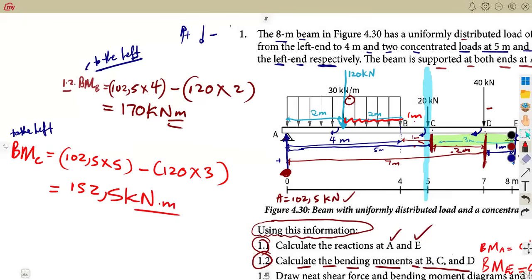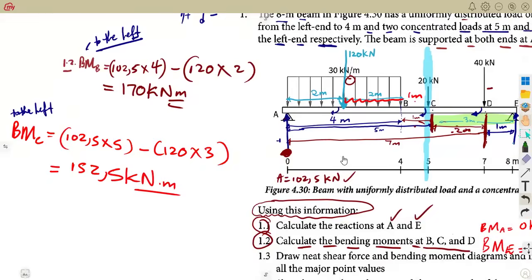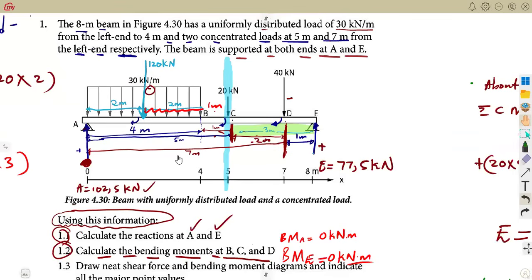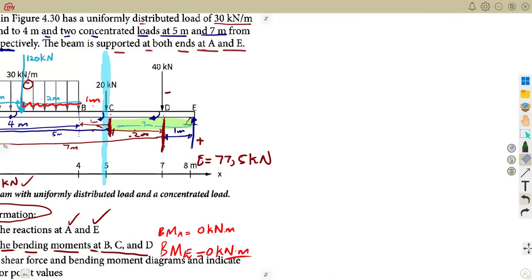Just like that. So you can even, guys, work with the right side. It's in your hands. The bending moment at C, you can even work with from the right side. Let's try to figure out what's going to happen if you work from the right side. You must have the same answer. To the what? To the right.